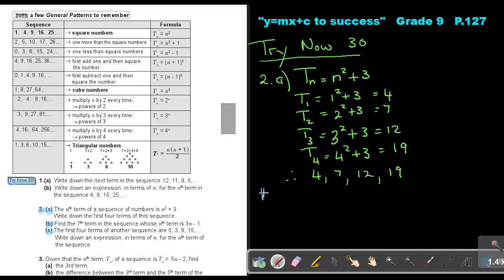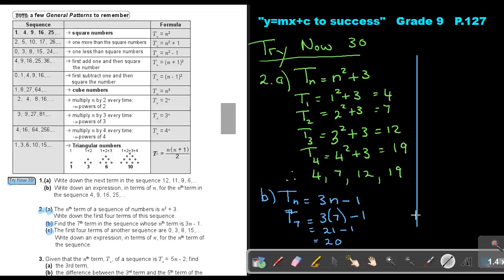Number B. Find the 7th term of this sequence, whose nth term. Okay, so they're giving you another formula. Just write it down. And now the 7th term will just be, okay, let's just write it like this, T7. So it's 3 times 7 minus 1, which is 21 minus 1. So the answer is going to be 20.